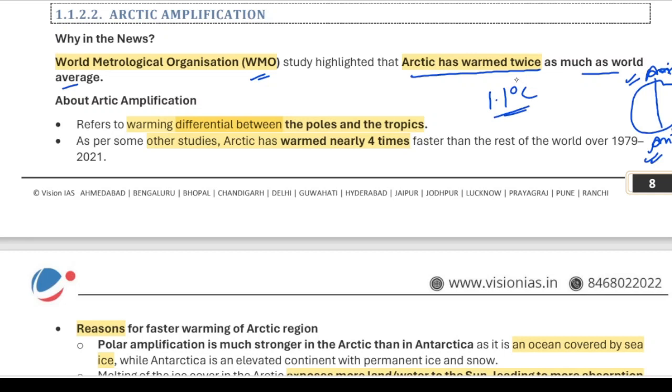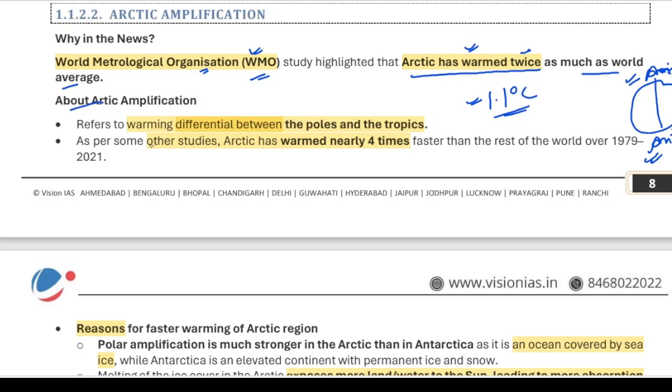So the Arctic is warming at twice the pace of the global average. This has been said by the World Meteorological Organization. This organization is very important. You must remember its formation, its year of formation, its headquarters and everything about this organization. It will keep on coming every time.